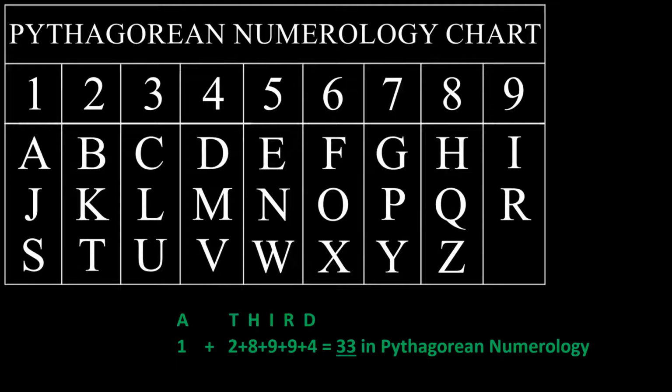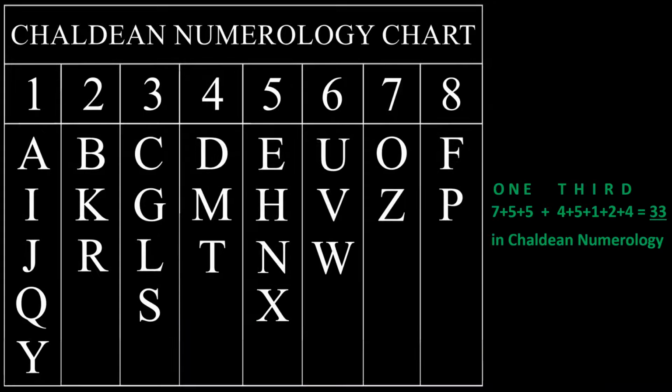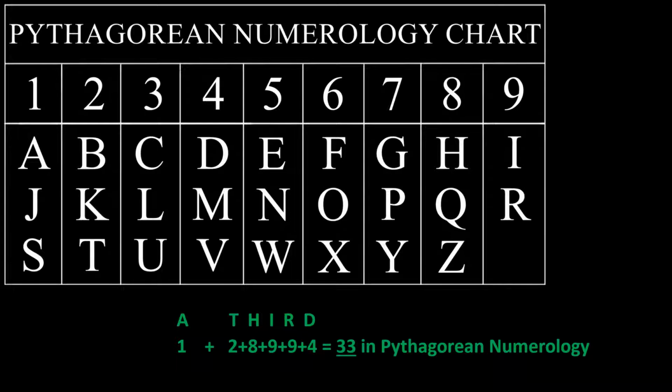The two numerology charts that I'm going to utilize to acquire my values are the Pythagorean and Chaldean charts. With each one, you can see how each letter derives its numerical value. So here's an example with the Pythagorean chart when translating the phrase "a third" into numbers. A is 1, T is 2, H is 8, I is 9, R is 9, and D is 4, the total of which is 33.